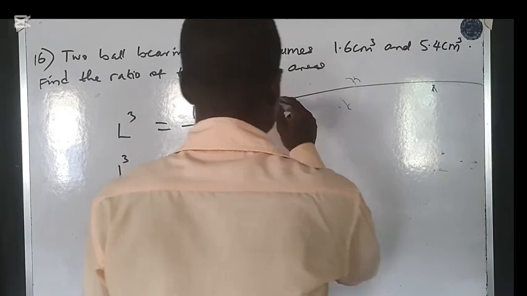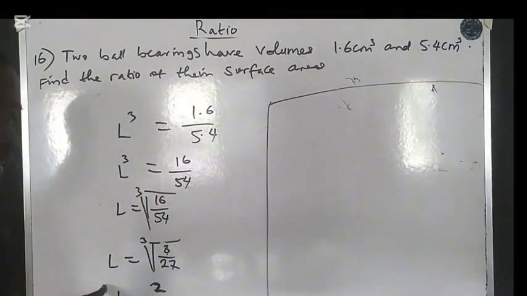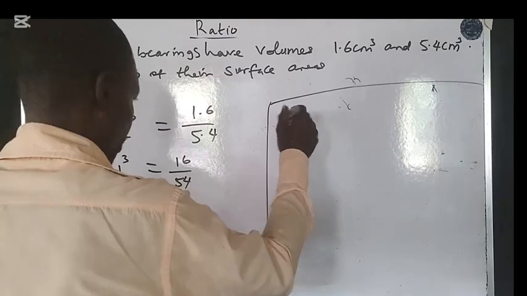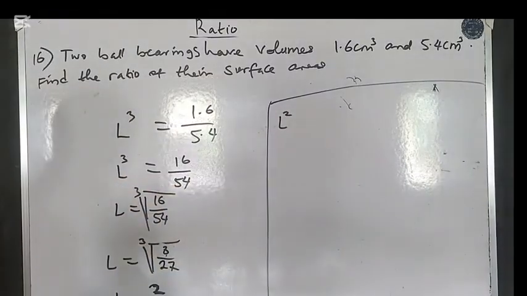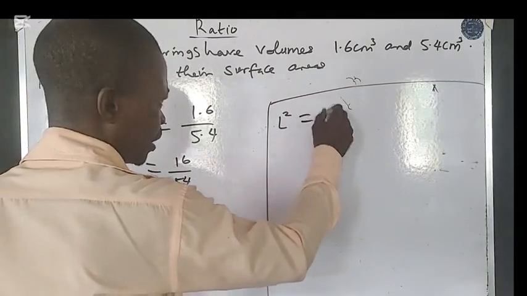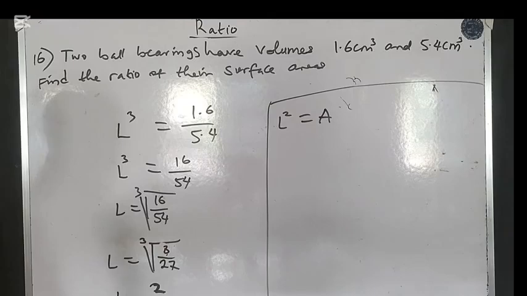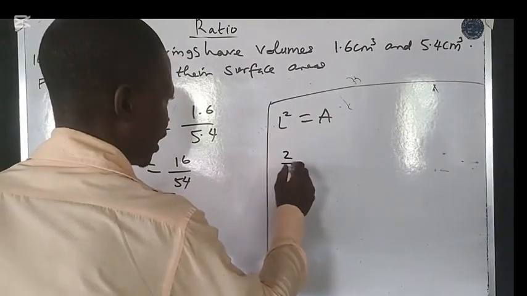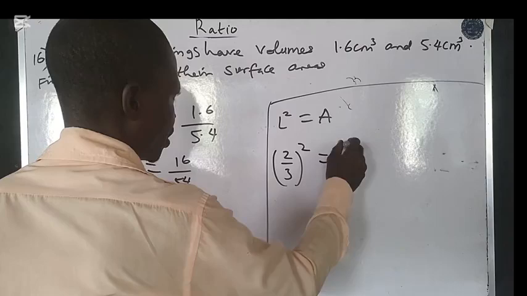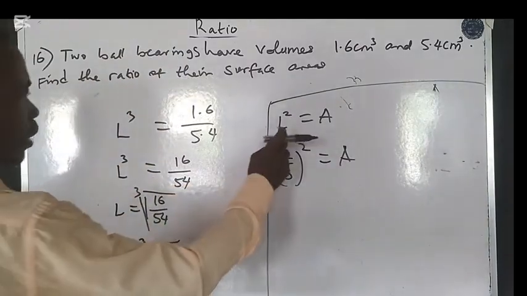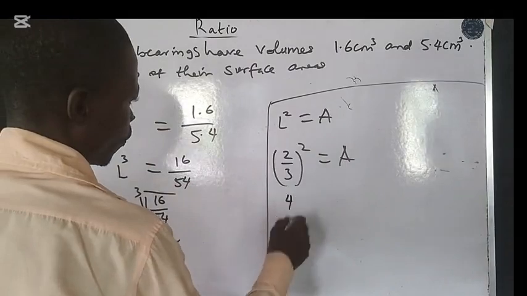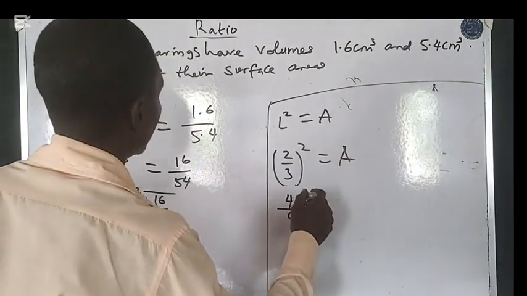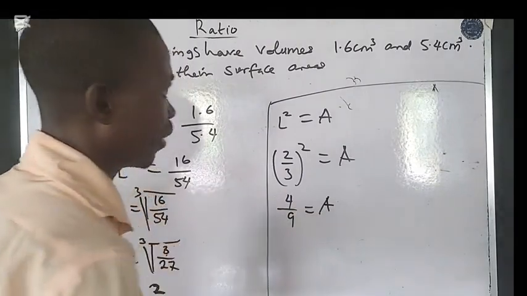And to get the surface area ratio is very simple: the square of the linear ratio. So we say L squared; this is our L, and the formula for area is this. We already know our L to be 2/3. All we do is square the 2/3. So 2/3 squared will give us the area. 2 times 2 is 4, and 3 times 3 is 9. So the ratio of their surface areas is 4/9.